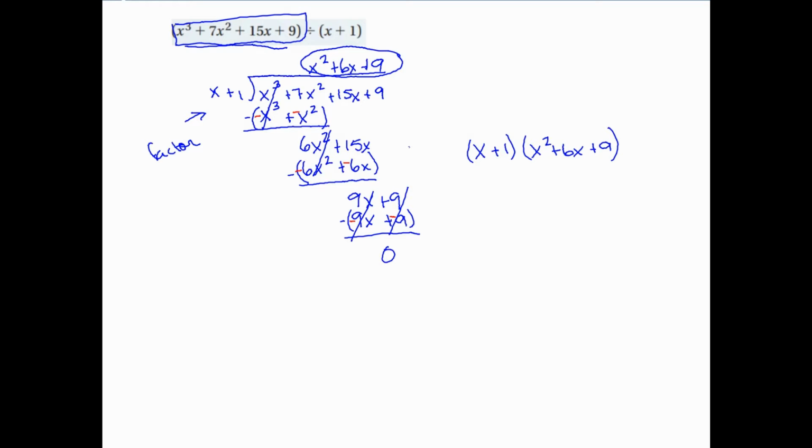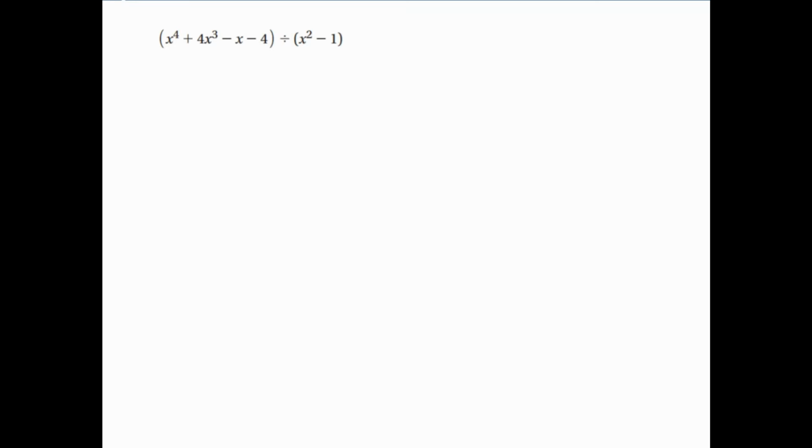But all we were doing was finding the quotient. We were only dividing out. Sometimes it'll ask you, is the x plus 1 a factor? And so this is, again, how you would do it. On to our next problem. So x to the 4th plus 4x cubed minus x minus 4 divided by x squared minus 1.